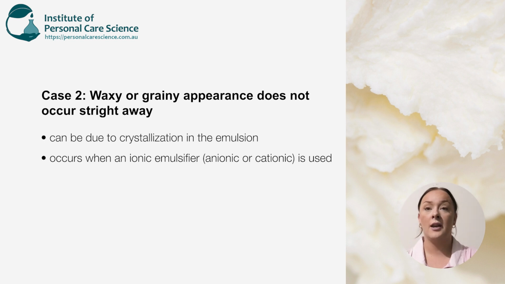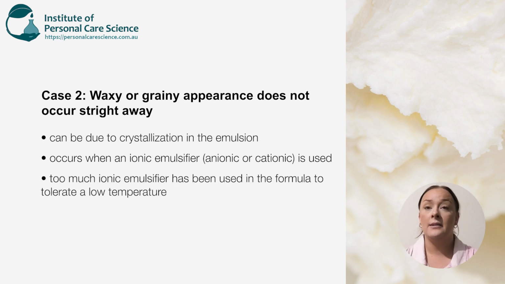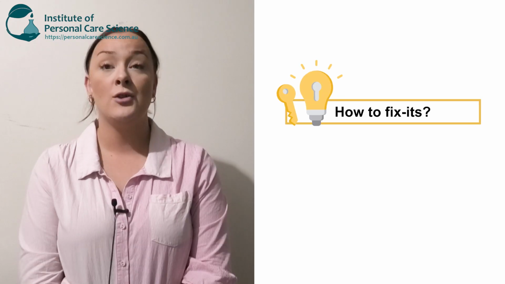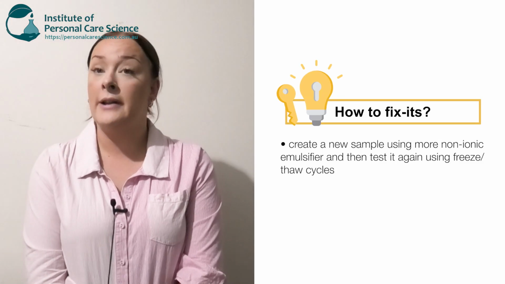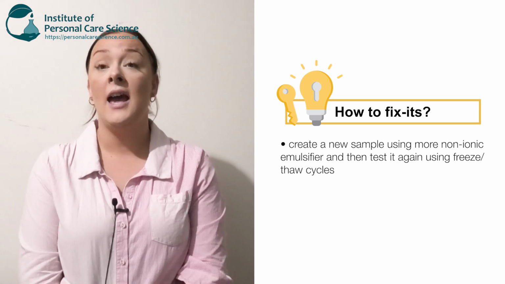Now, crystallization can be caused by an ionic emulsifier. So this could be cationic or anionic. And it generally crystallizes when you have used excess amount of these ionic emulsifiers in your emulsion to tolerate the low temperatures. Now, to fix this problem, try making another sample with more non-ionic emulsifier instead, and then test again using a freeze-thaw method.